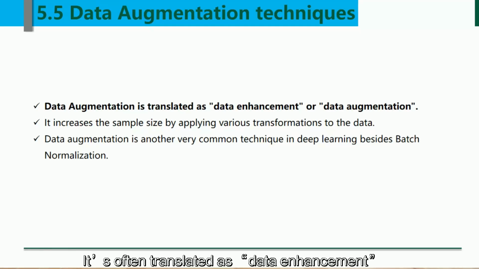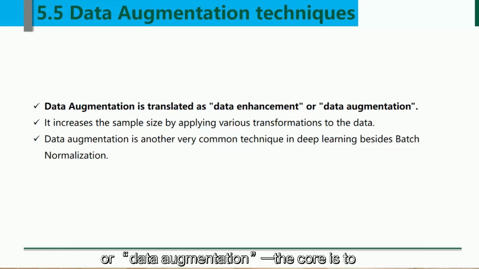It's often translated as data enhancement or data augmentation. The core is to increase the size of training samples by applying various transformations to the original data. For example, stretching, rotating, or flipping an image creates new samples. Importantly, data augmentation is another common and powerful technique in deep learning, right alongside batch normalization, BN, we learned last time. When training deep models, especially CNNs, we often lack enough labeled data. Data augmentation solves this by reusing existing data to create more training samples, which helps reduce overfitting.